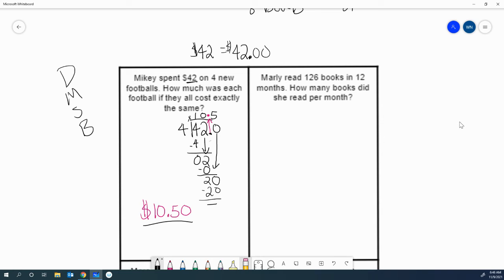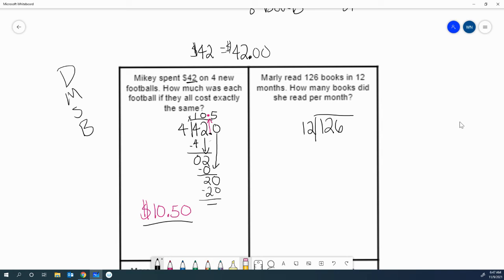The next one says 126 books in 12 months. How many books did she read per month? All right. We have to decide, are we splitting up the books or splitting up the months? So if I split up the months, I would split up the months and give it to the books. That doesn't quite make sense. So I'm going to be splitting up the books to figure out how many books she read each month. So we're going to split up those books. 126 books divided into 12 different months. We're splitting up those books and giving a certain number of books to each month.